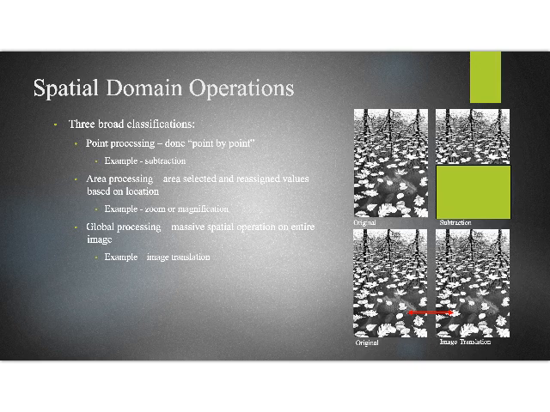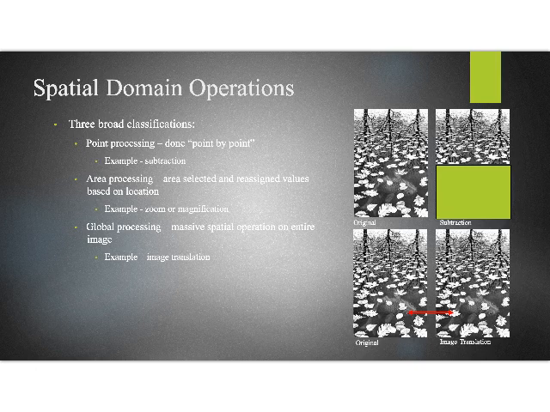So the three broad classifications are point processing, or these are things that are done point for point. And a good example of that is subtraction. So here on the right is an image, the original, and I've subtracted away the portion that has the fish on it, and I did that point for point. Every single point that was in that lower section, I subtracted away.